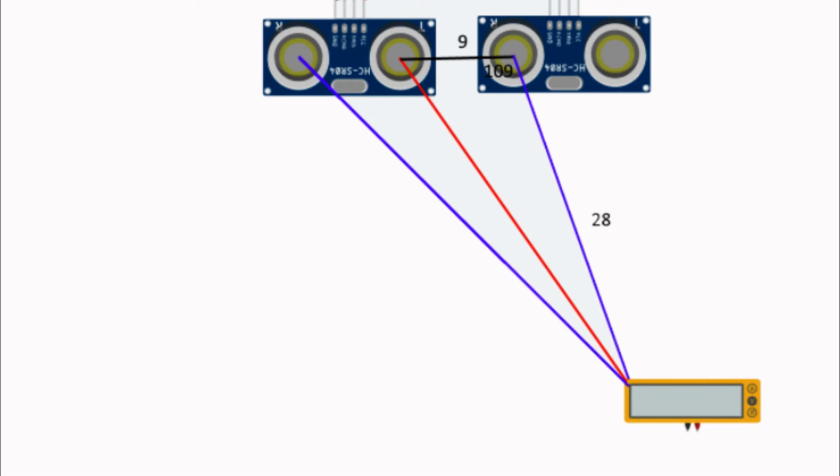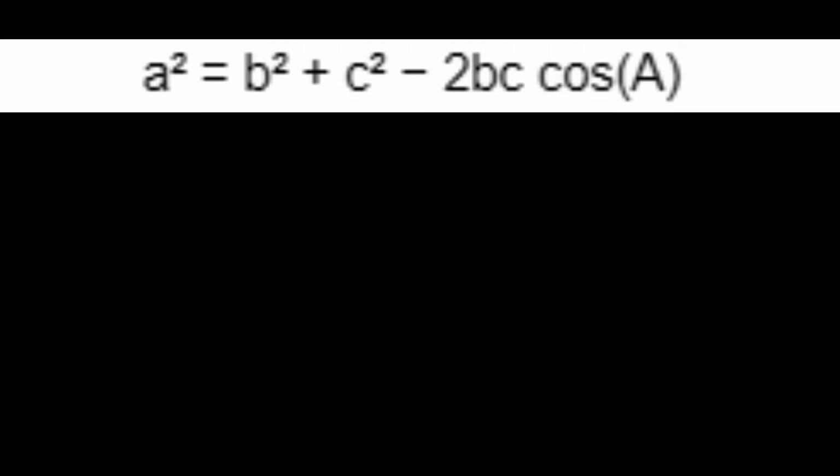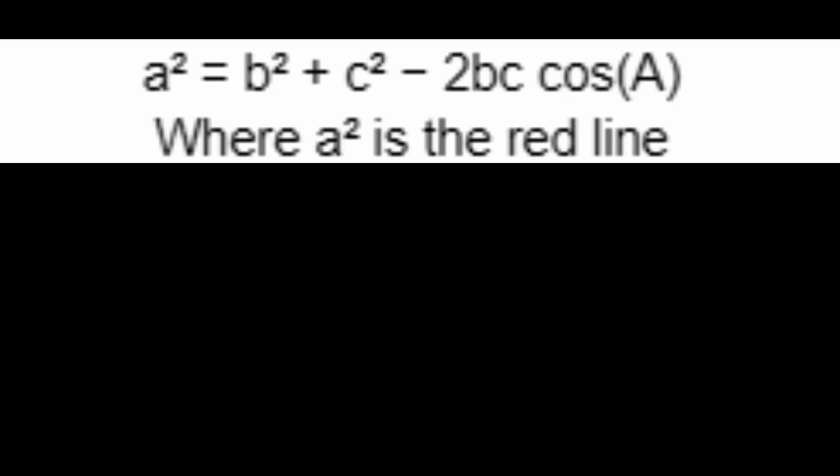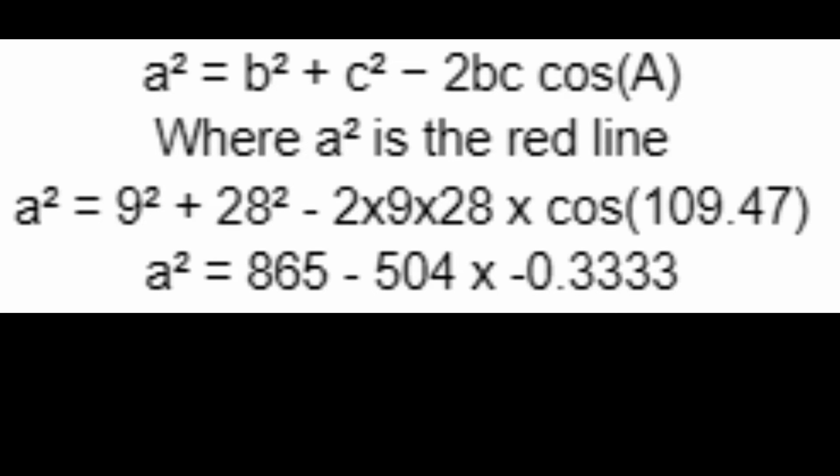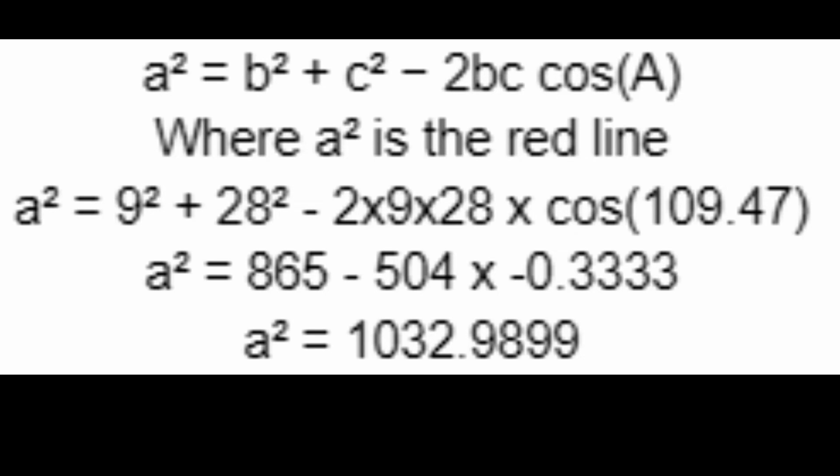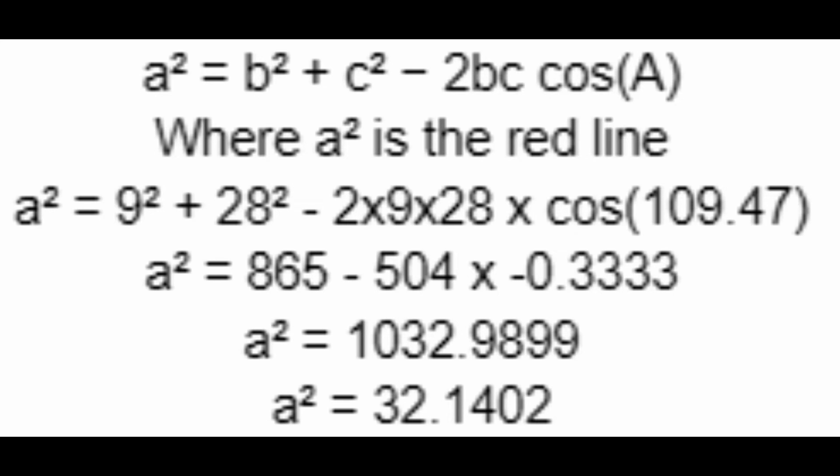With this knowledge, we could draw up another triangle from the trigger to one of the receivers. We can work out the red line by again using the cosine rule, where a squared equals b squared plus c squared minus 2bc times cosine A. Here a squared is the red line, where a squared equals 9 squared plus 28 squared minus 2 times 9 times 28 times cosine 109.47. Again, a squared equals 865 minus 504 times negative 1/3, where a squared equals 1032.9899, and then a equals 32.1402.